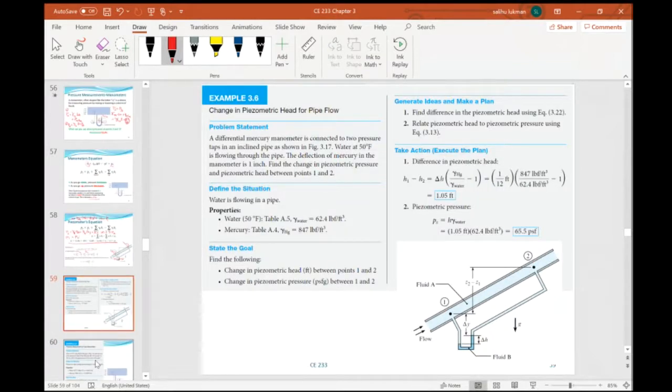So change in piezometric head for pipe flow. Let me quickly check something here.